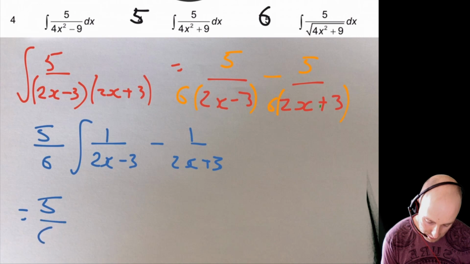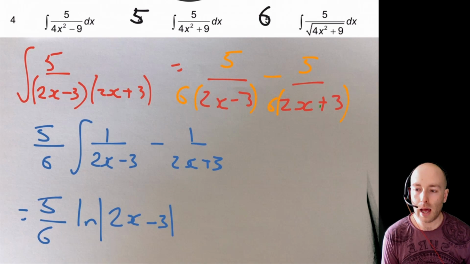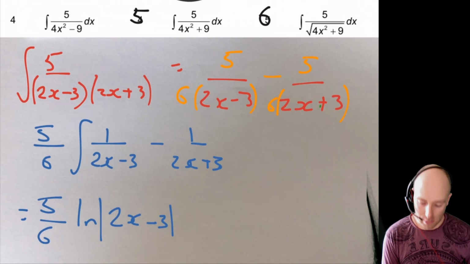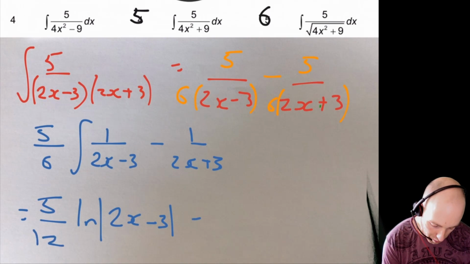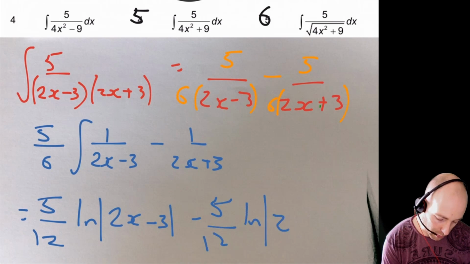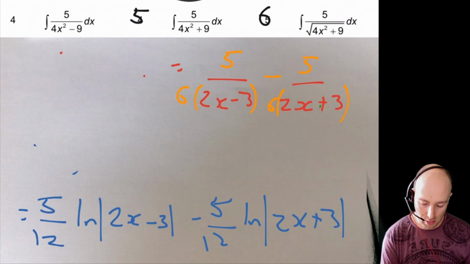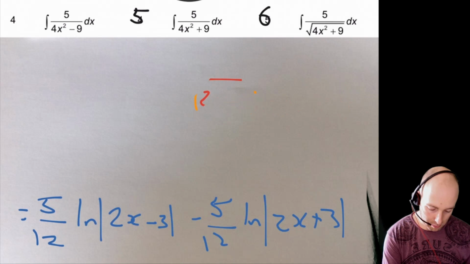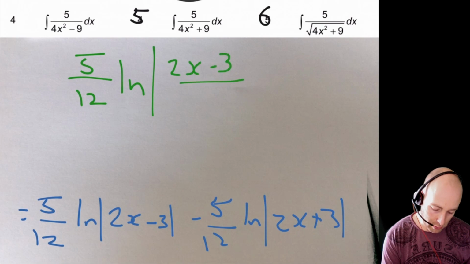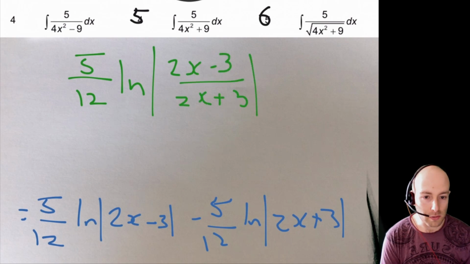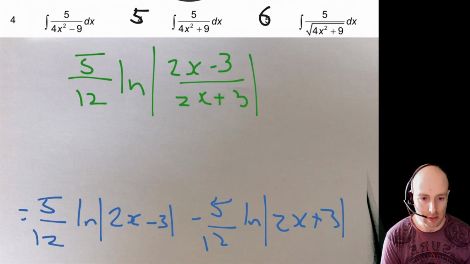So we'll get 5 over 6 ln 2x minus 3. And now if we differentiate that, the 2 would come out as well, so we need to divide by the 2. So we're going to get 5 over 12 ln 2x minus 3, minus 5 over 12 again, ln 2x plus 3. And we can combine all the logs to make it 5 over 12 ln of 2x take 3 over 2x plus 3. Cool, which Desmos agrees with, but it's not simplified.